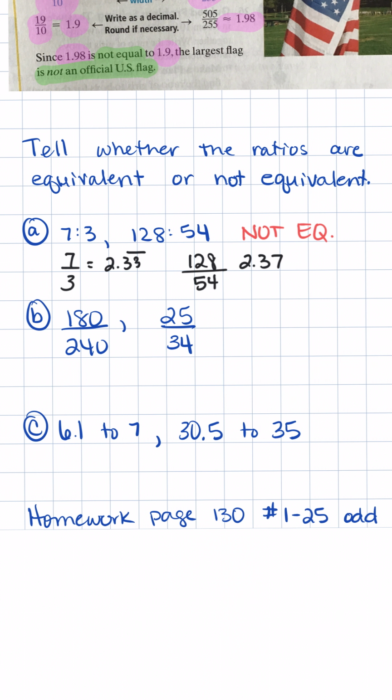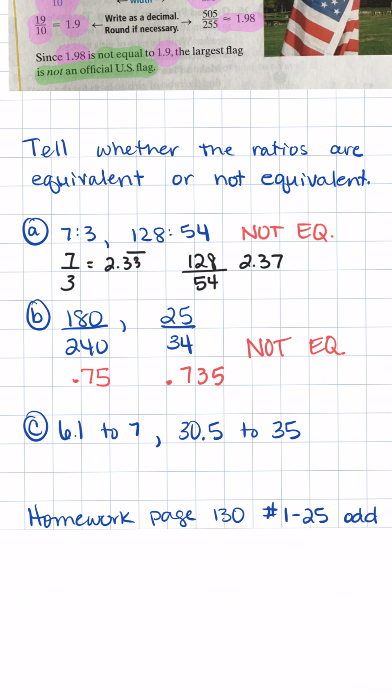Okay, so the next ones, 180 divided by 240 equals 0.75. 25 divided by 34 equals 0.735. There are a few numbers after that, but we'll keep it at that. So also not equivalent.